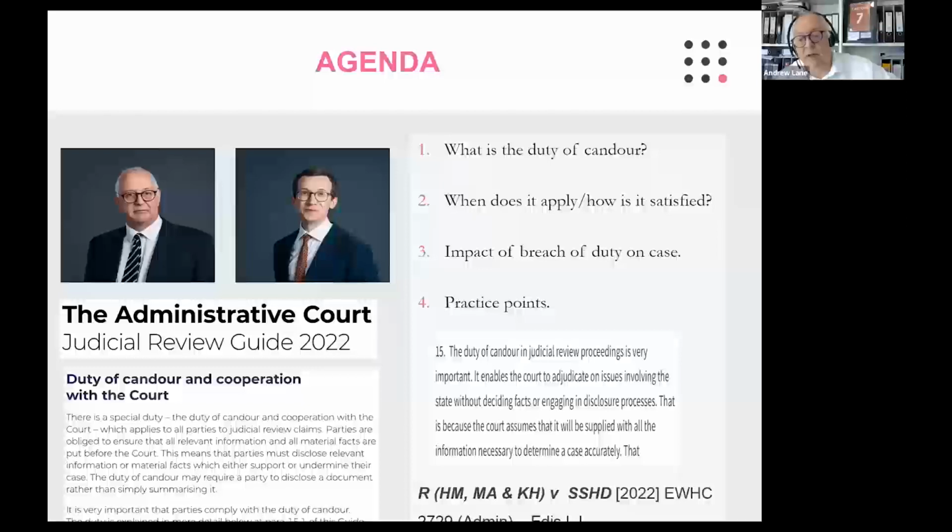And you can see Lord Justice Edis in the HMMA and KH case talking about the importance of it, and it enables the court to adjudicate on issues involving the state, or indeed public authorities generally, without deciding facts or engaging in a disclosure process. We'll see as we go on with the slides why it's so important. I would say at this early point that when we talk about duty of candour, and we're talking about information being available to the court and to the parties, that includes redactions as well.